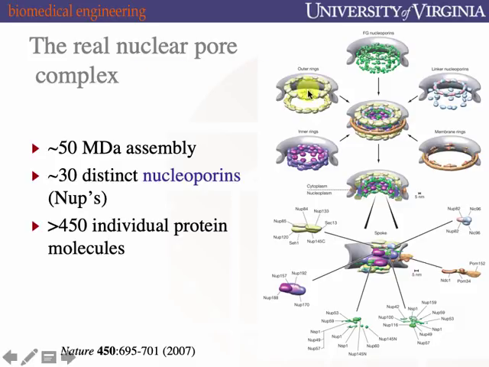There are different rings. These FG nucleoporins are the ones that have that brush-like character that I talked about before that serve the gatekeeper function, and there are linkers and other components. Overall, about 500 individual protein molecules, which you can see repeated with different degrees of symmetry around the nuclear pore. So all of this is interacting selectively, permissively, with those karyopherins, importins, exportins, during nucleocytoplasmic transport.